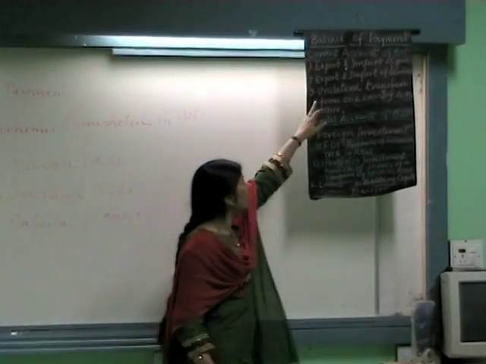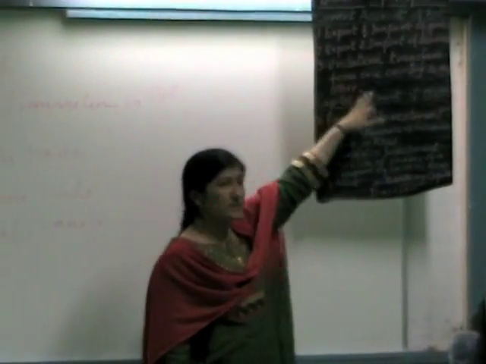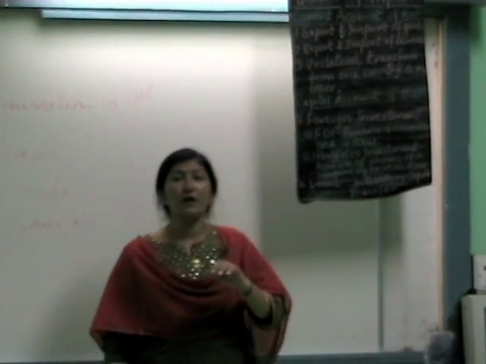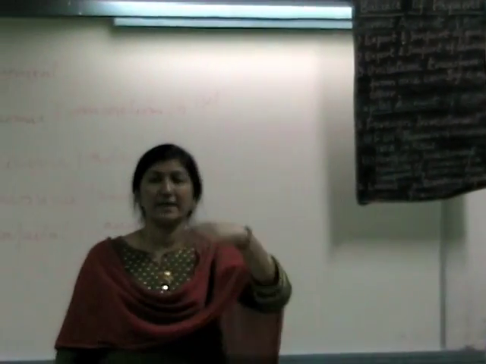So first thing, we are including the export and import of goods. Secondly, we are including the export and import of services, and thirdly, unilateral transfers. Now, what we are doing? All exports are taken, means export of goods, export of services.